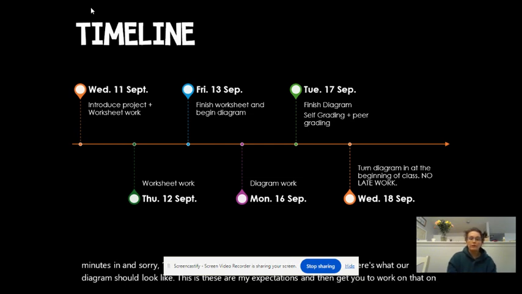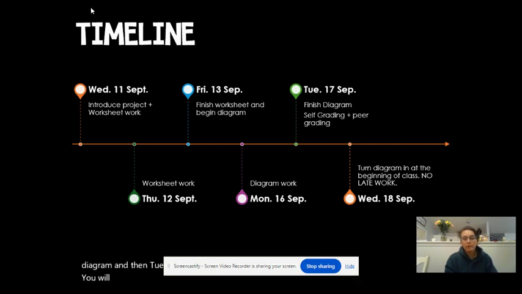On Monday, you'll have your diagram work again. You'll have another chance to work on the diagram. And then Tuesday, you will finish your diagram. You will have 30 minutes of class to finish your diagram. You will then self-grade, and you will peer grade as well, to see a reflection of what other people think of your work. Then Wednesday the 18th, it is due.